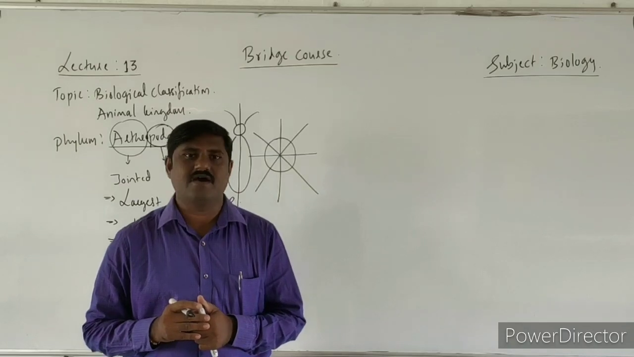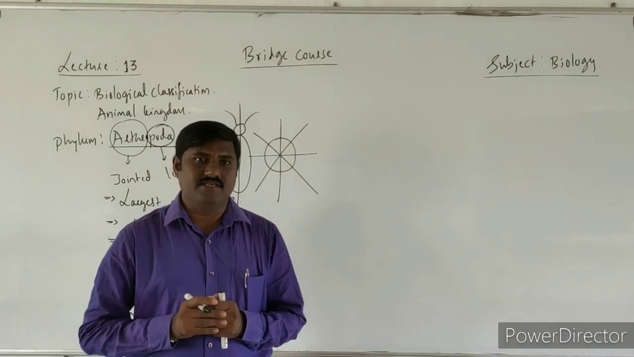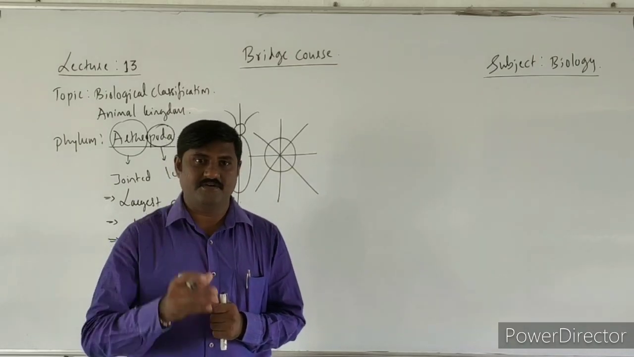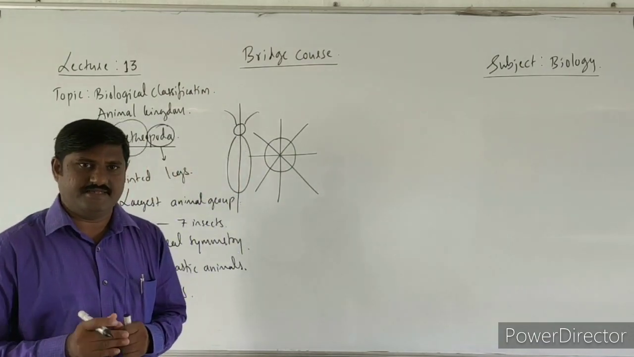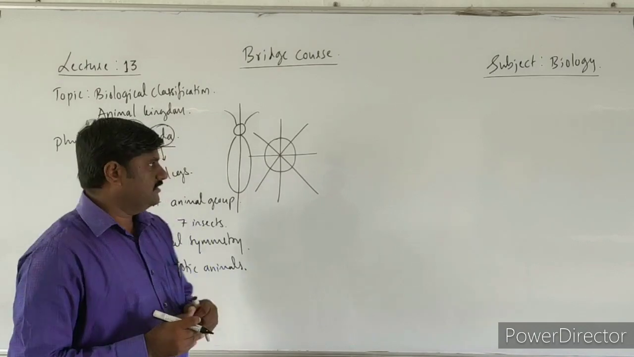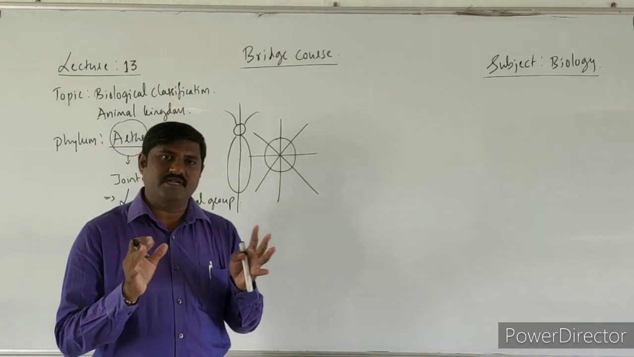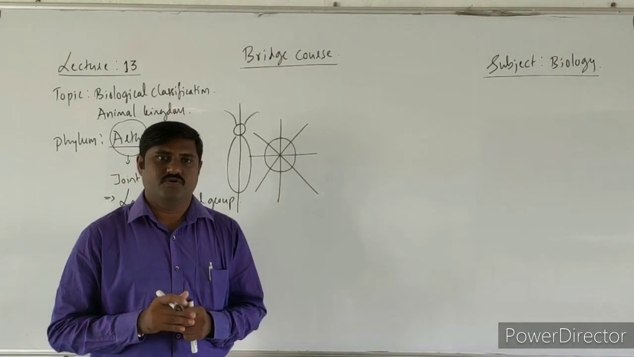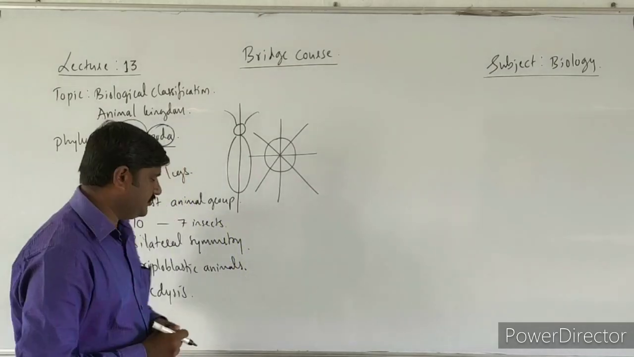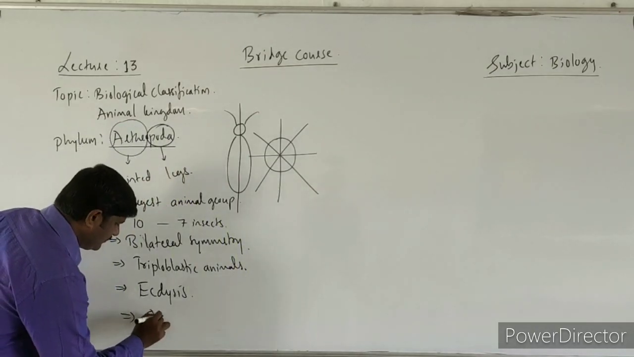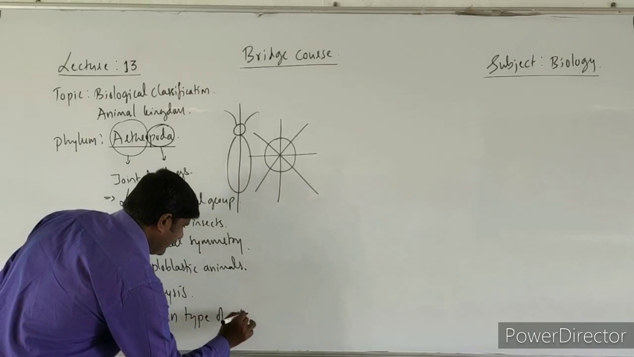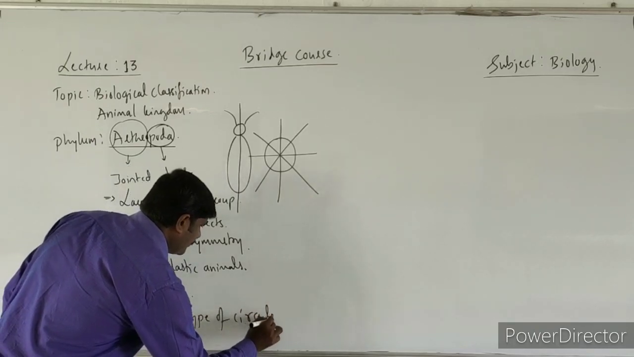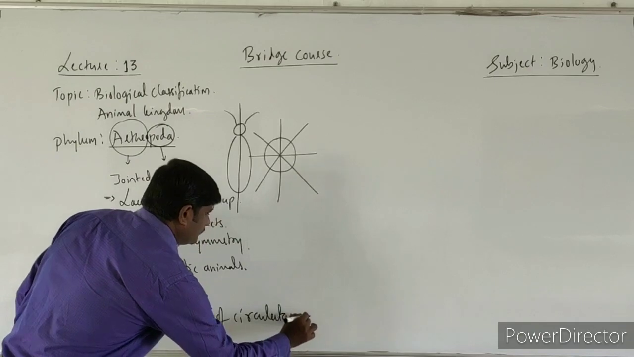And the body cavity, when you go through it, is the coelom, and these animals have a true coelom, in which blood is filled, and that blood is colorless. What it shows is that these animals have an open type of circulatory system. What type of circulatory system? Open type of circulatory system.